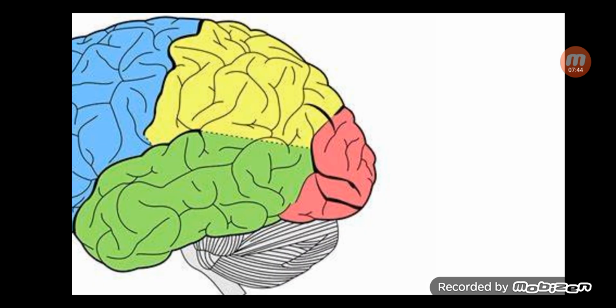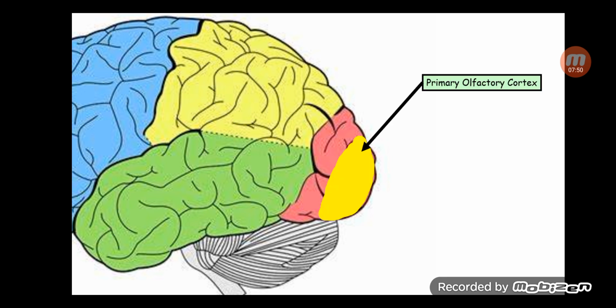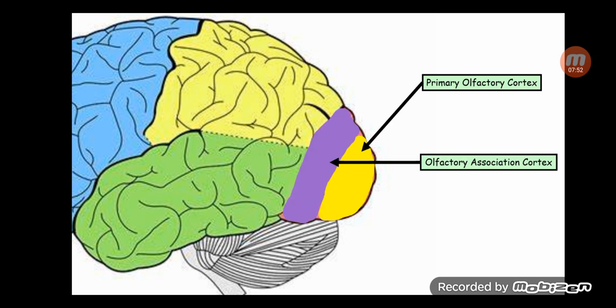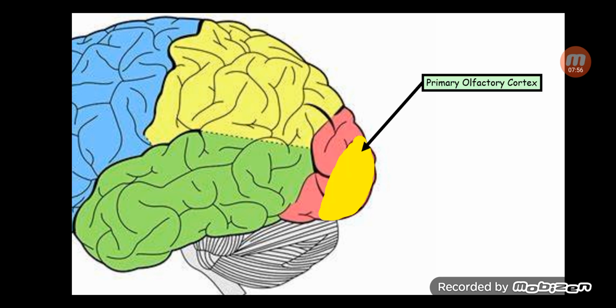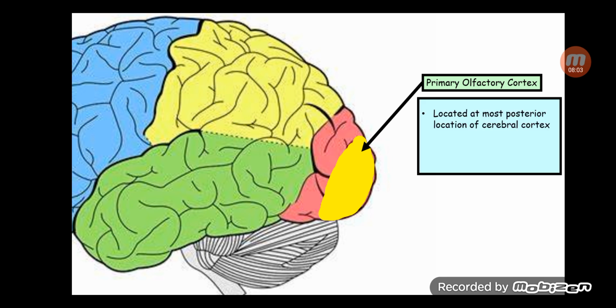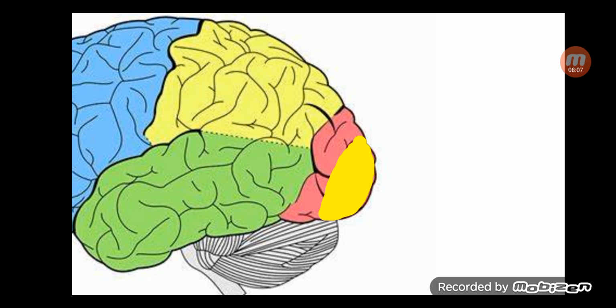The red part of the diagram of the cerebral cortex is the occipital lobe. It has a primary visual cortex and visual association cortex. So let's talk about them one by one. The first cortical region of the occipital lobe is primary visual cortex, which is located at the most posterior location of the cerebral cortex and is involved in conscious awareness of visual sensation.